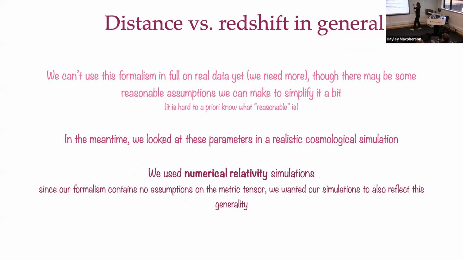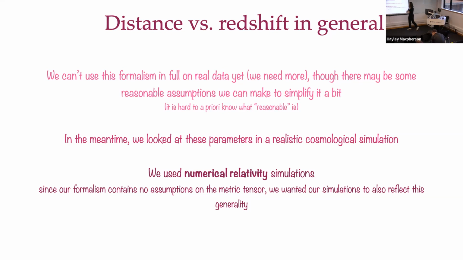As I said a few slides ago, we have many, many more independent degrees of freedom in this formalism, so we can't use it on real data just yet in full; we don't have enough. What we now need to do is make some reasonable assumptions to simplify this formalism a little bit, hopefully so we can actually use it for analysis. This is exactly what we wanted to do in this work. We wanted to calculate these parameters in full and identify which terms within these parameters are dominant, to hopefully be able to ignore the ones that don't matter and constrain the ones that might be important.